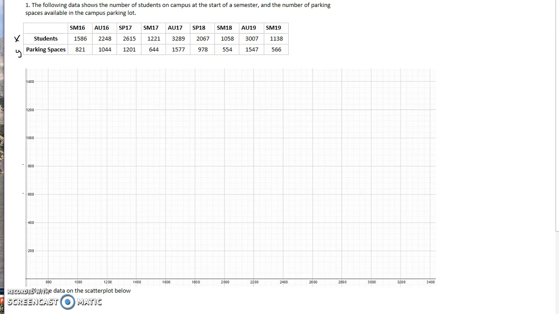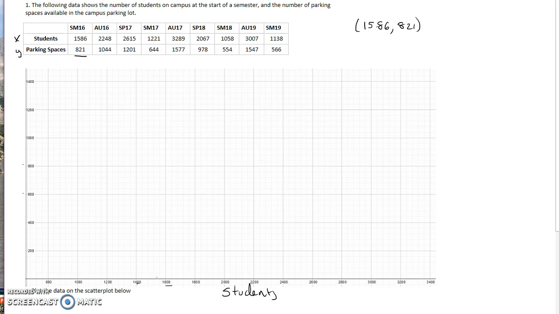This is called bivariate data because you can see it is an ordered pair. When I take a look at this first one, the x value is 1586 and the y value is 821. So we're going to have to do a little guesswork here. We've got 1,400 right here, we've got 1,600 right here. We actually should probably label this as students. So 1,500 would be somewhere in the middle.